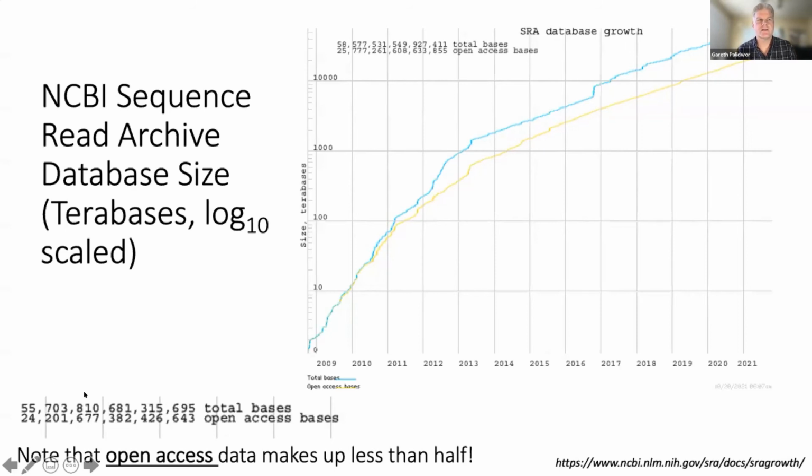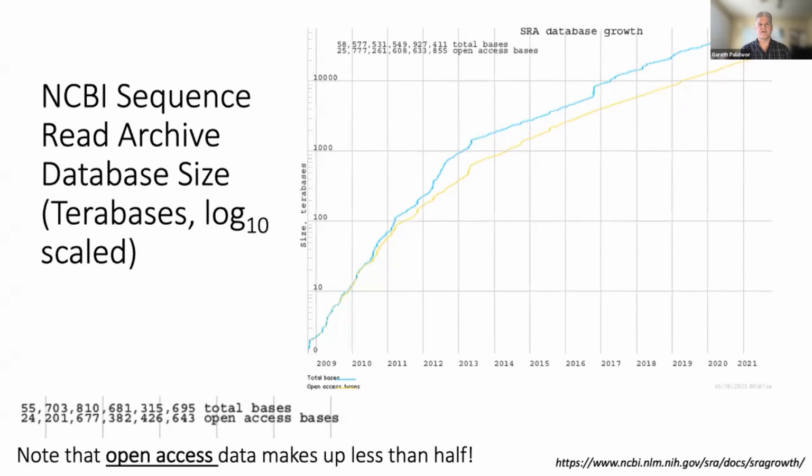The key thing to note here is not just the rapid growth, but the fact that 24 quadrillion of those bases are open access, but there are a total of 55 quadrillion bases. Now, some of those bases haven't been released yet. Essentially, I'm just counting the number of total bases in the sequencing that's been done.